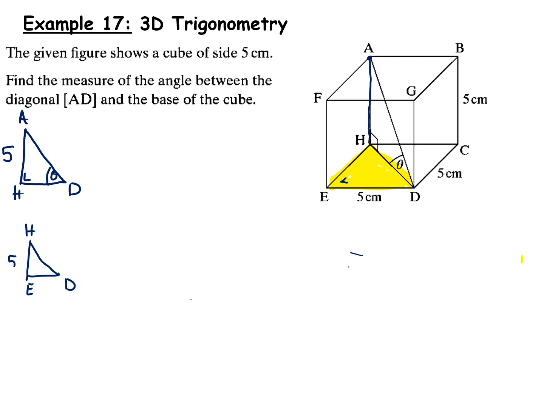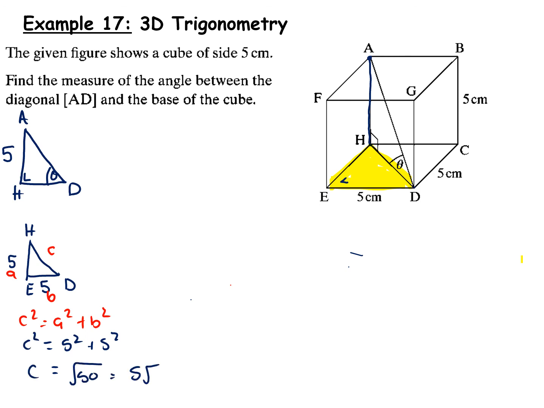Now I have a right angle triangle here where 2 sides are 5. So I'm going to be able to use Pythagoras here. C squared is equal to A squared plus B squared. Working that through is 5 squared plus 5 squared, which means that C is equal to square root of 50, which is 5 root 2. And that is the length HD, which I wanted in my original triangle, which is 5 root 2.